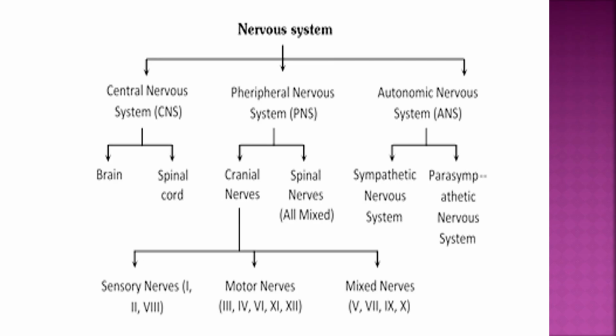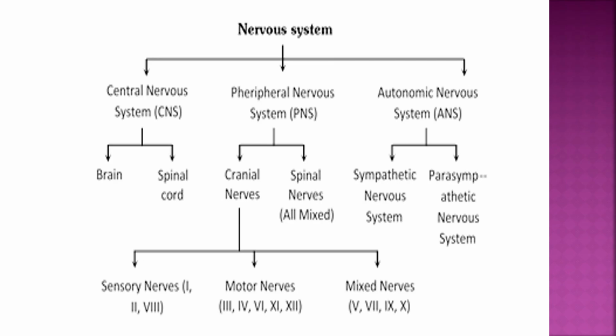Peripheral nervous system, this mainly contains nerves which arise from the brain and spinal cord. So cranial nerves and spinal nerves. And autonomic system is composed of sympathetic nervous system and parasympathetic nervous system.